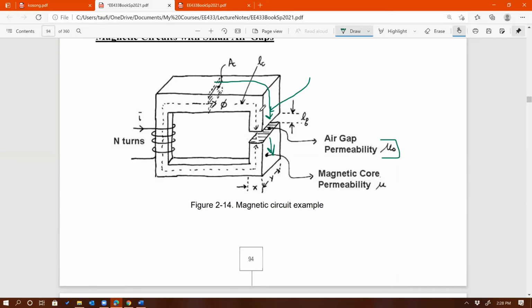So that corresponds to a different reluctance, basically. So you have a different reluctance, or in circuit language, it's going to see different resistance as it is flowing through this air gap.